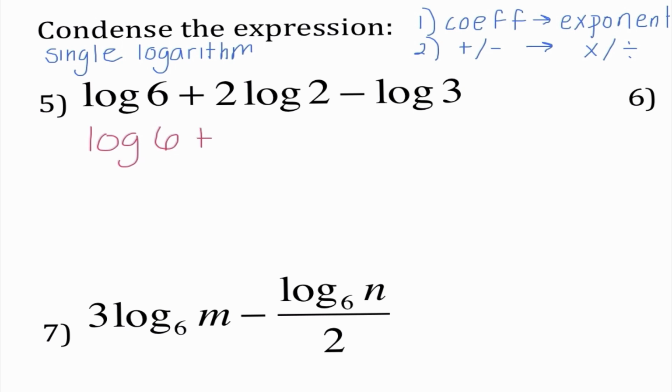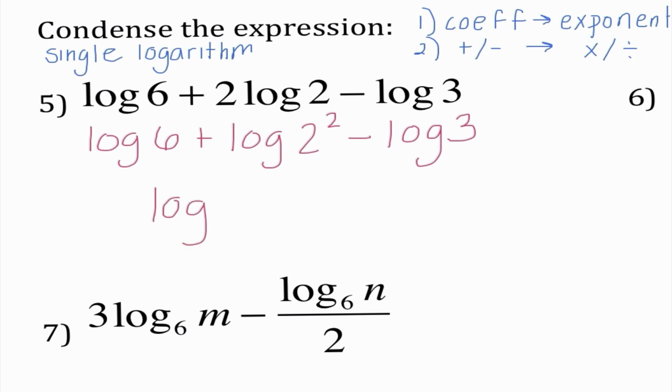So now 2 log of 2, I'm going to make this log of 2 squared minus log of 3. So that was step 1. Now I need to look and see, do we have any addition or subtraction that we can make into multiplication or division? And we definitely do. So I'm going to have log of 6 plus 2 squared. So I'm going to write that as 6 times 4, because 2 squared is 4, divided by 3.